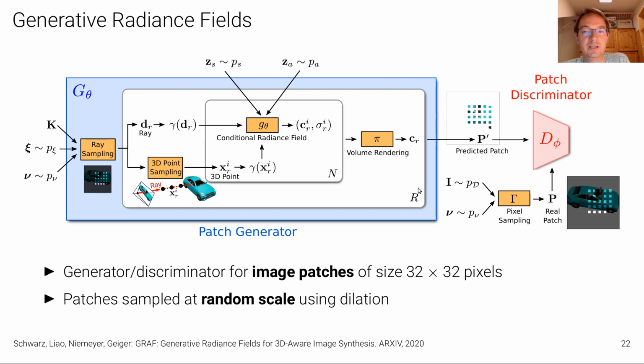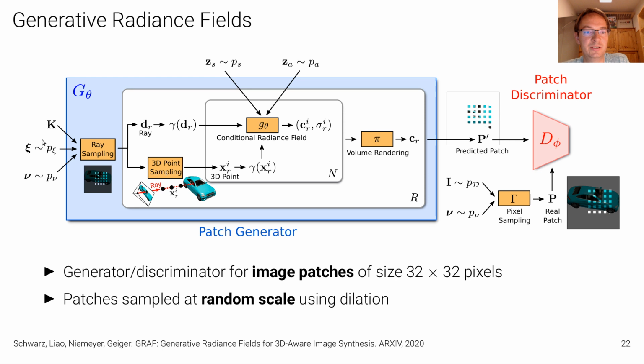We have a generator and a discriminator, and key to making this work is our patch discriminator, which considers a dilated patch of size 32 by 32 pixels, where we randomly choose the scale and therefore the dilation factor, both for the generator and for the discriminator, to enable an efficient 2D convolutional network as the discriminator.